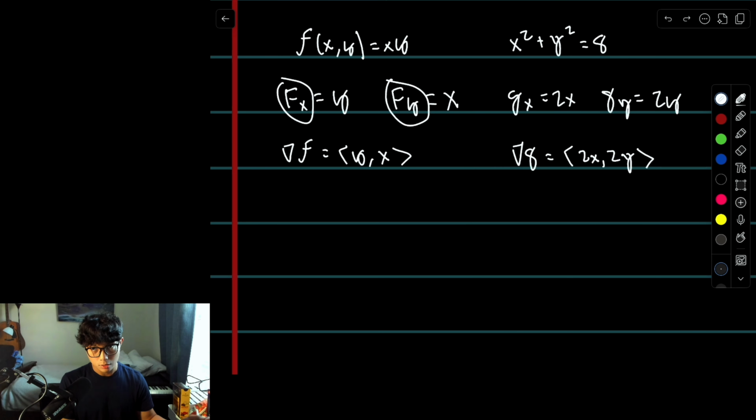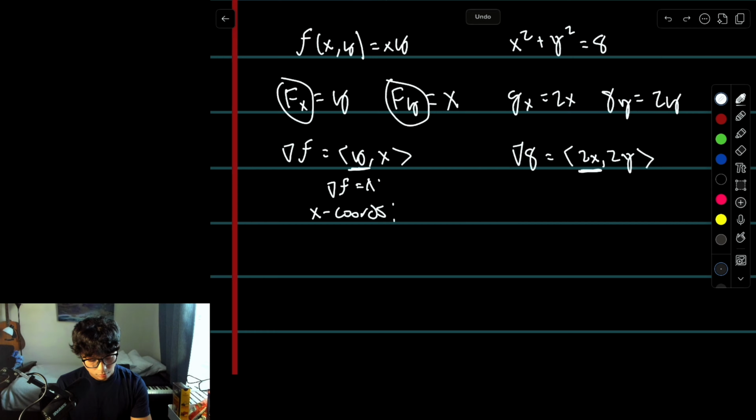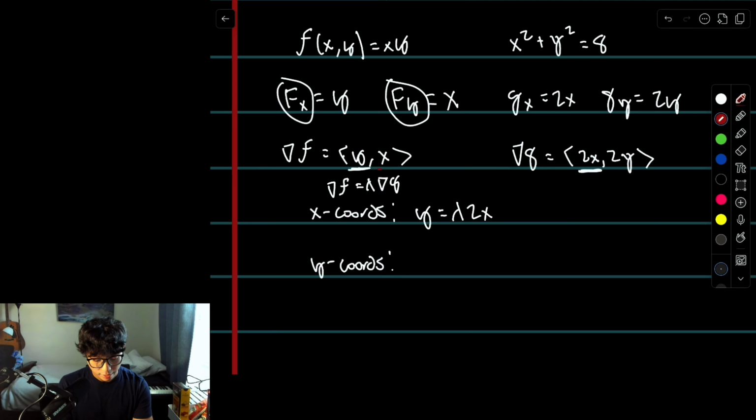So now we can start our system of equations, and we can start with our x coordinates, which in this case is y and 2x. And remember, we're plugging into del of f equals lambda del of g. So in our x coordinates, our del of f is y, as shown here, equals lambda times del of g, whose x coordinate is simply 2x. And with our y coordinates, we know that our y coordinate in del of f is x, and our y coordinate in del of g is 2y. So we could simply set this to x equals lambda times 2y.